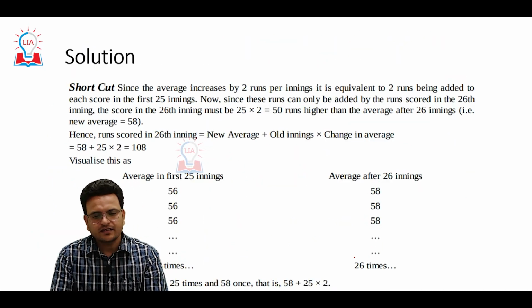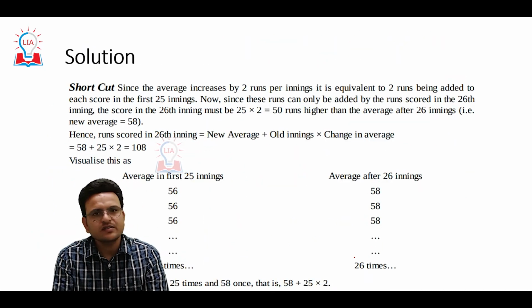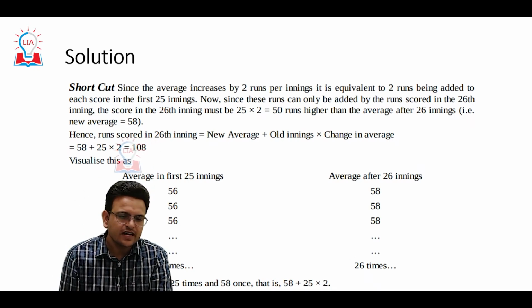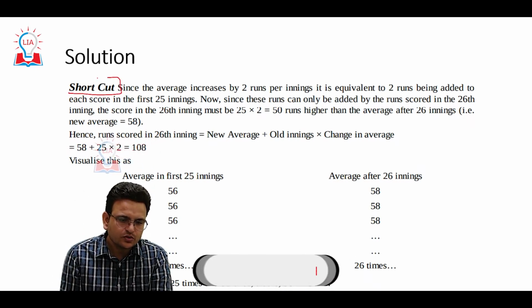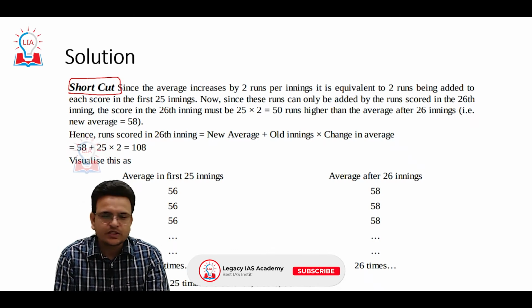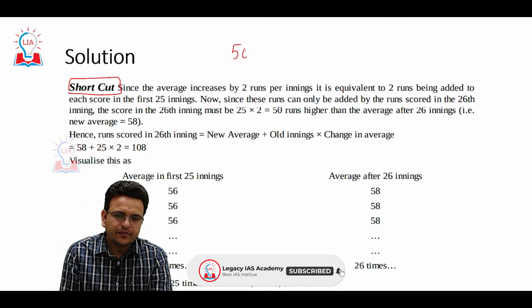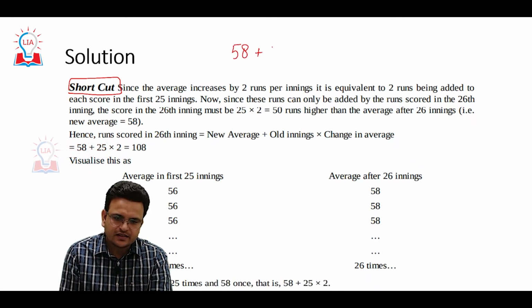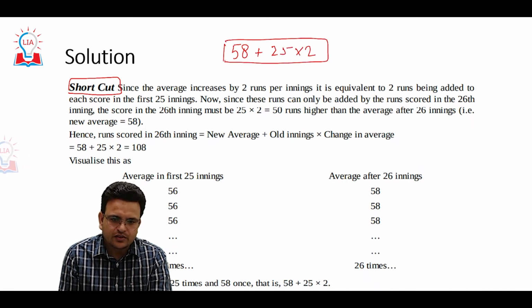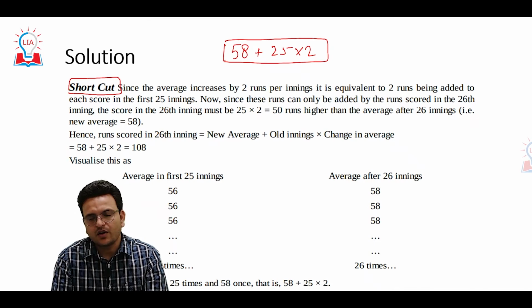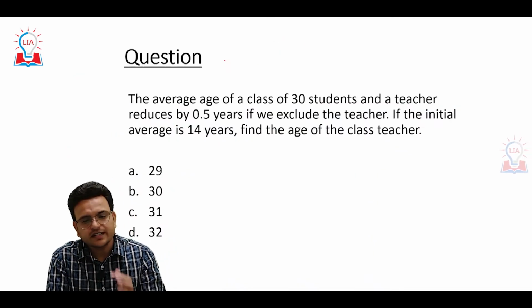Okay, here I gave the explanations also. Just read these explanations, and try to understand how through a shortcut you can solve this question. The shortcut is 58 plus 25 into 2. That is your shortcut. You have to understand this shortcut. Okay. Now come to the second question.